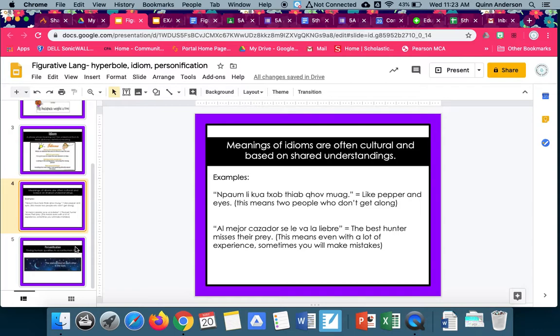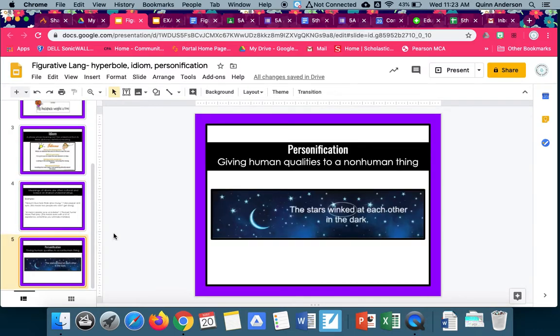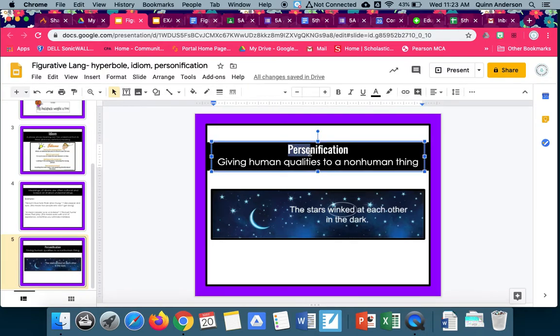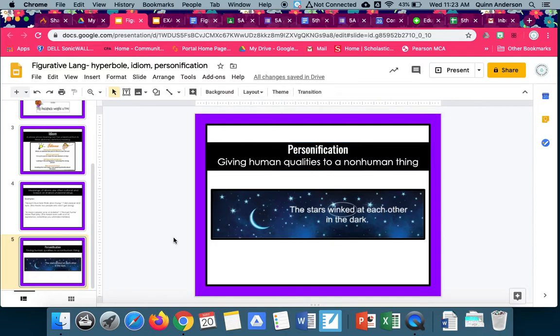The last piece I have for you is personification, which means giving human qualities to a non-human thing. The way that this helps me remember is that personification has the word person right in the word: giving human qualities to non-human things. The stars winked at each other in the dark, meaning the stars were shining bright and their light would get brighter and it looked like winking. Stars don't really have eyes, so they can't really wink at each other. That's the human quality that they're being given.